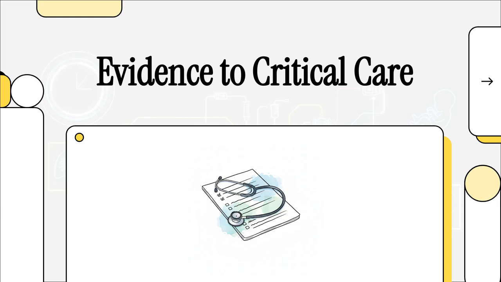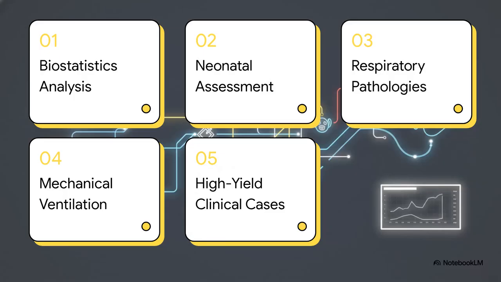Welcome to The Explainer. Today, we're executing a high-yield transition from biostatistical validity straight into high-stakes critical care. We are specifically targeting the strict physiological thresholds of neonatal resuscitation, including the MR-SOPA protocols and the absolute umbilical access mandate. Here is our roadmap for today.